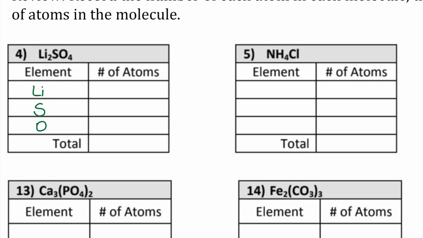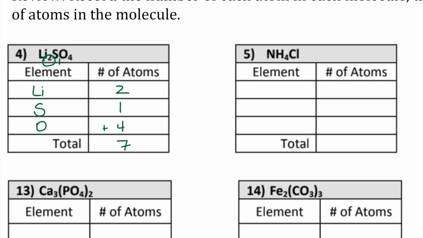For the number of each element, if there is a subscript right after an element, that tells us how many we have. If we don't have a subscript written, it is implied that it's a subscript of 1. And then oxygen, we would have 4 atoms of that. If we want to find the total, we would add all of those up, so there would be 7 atoms in this molecule.